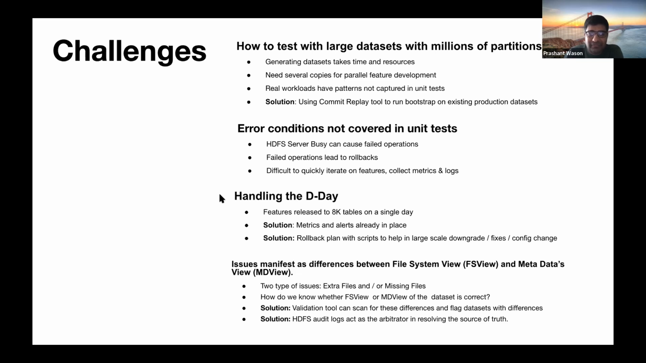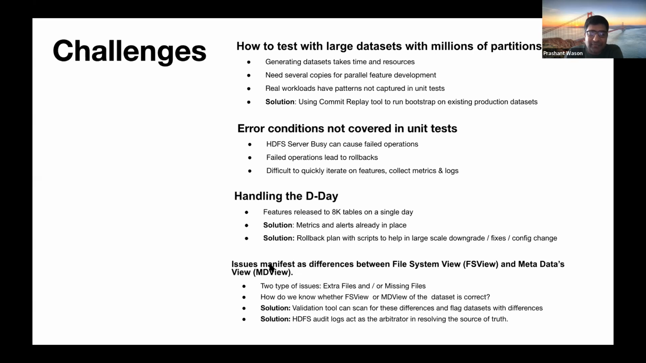And when we finally release such features on a very large number of tables, having metrics and alerts already in place, having something like a rollback plan, and having a validation tool in place really helps you recover from any issues which might come up, because monitoring such a large number of datasets manually or even through graphs is very difficult.